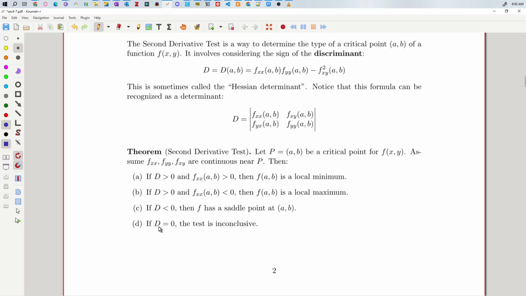And then finally, if the discriminant is equal to 0, the test is inconclusive. You can't tell anything from that. You'd have to use some other technique in order to determine what type of critical point you're dealing with.